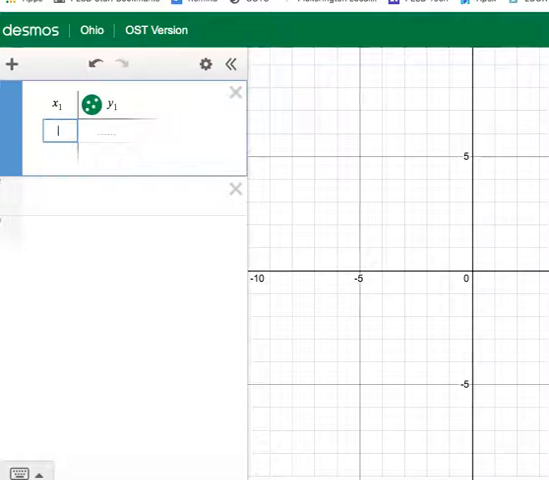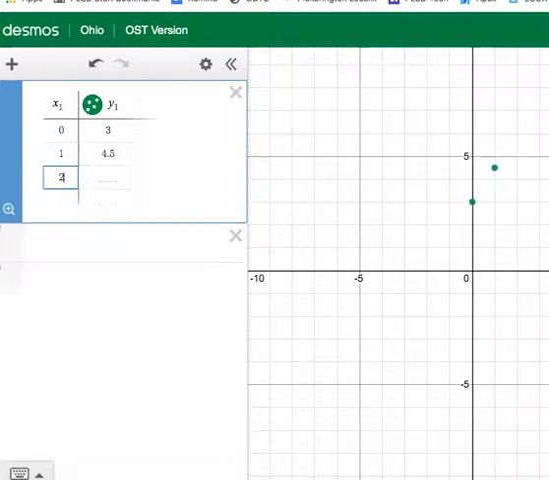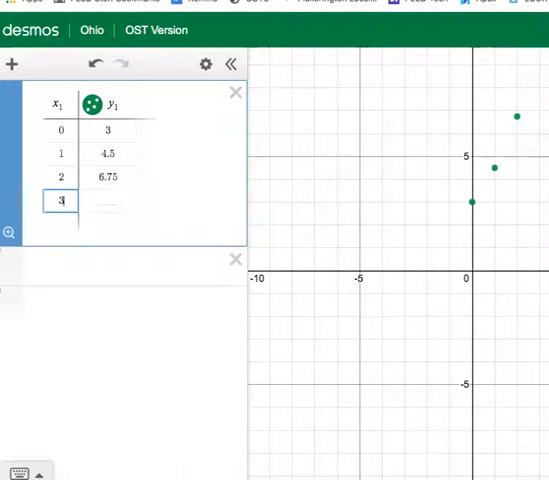So my x1 is 0. If you press tab, it'll automatically go to the next cell. So then 3 for the y, then press tab again, it'll go down to the next one. And then we can just continue on our merry way of entering these various values. So 3 and 10.125. All right, so there is our table.